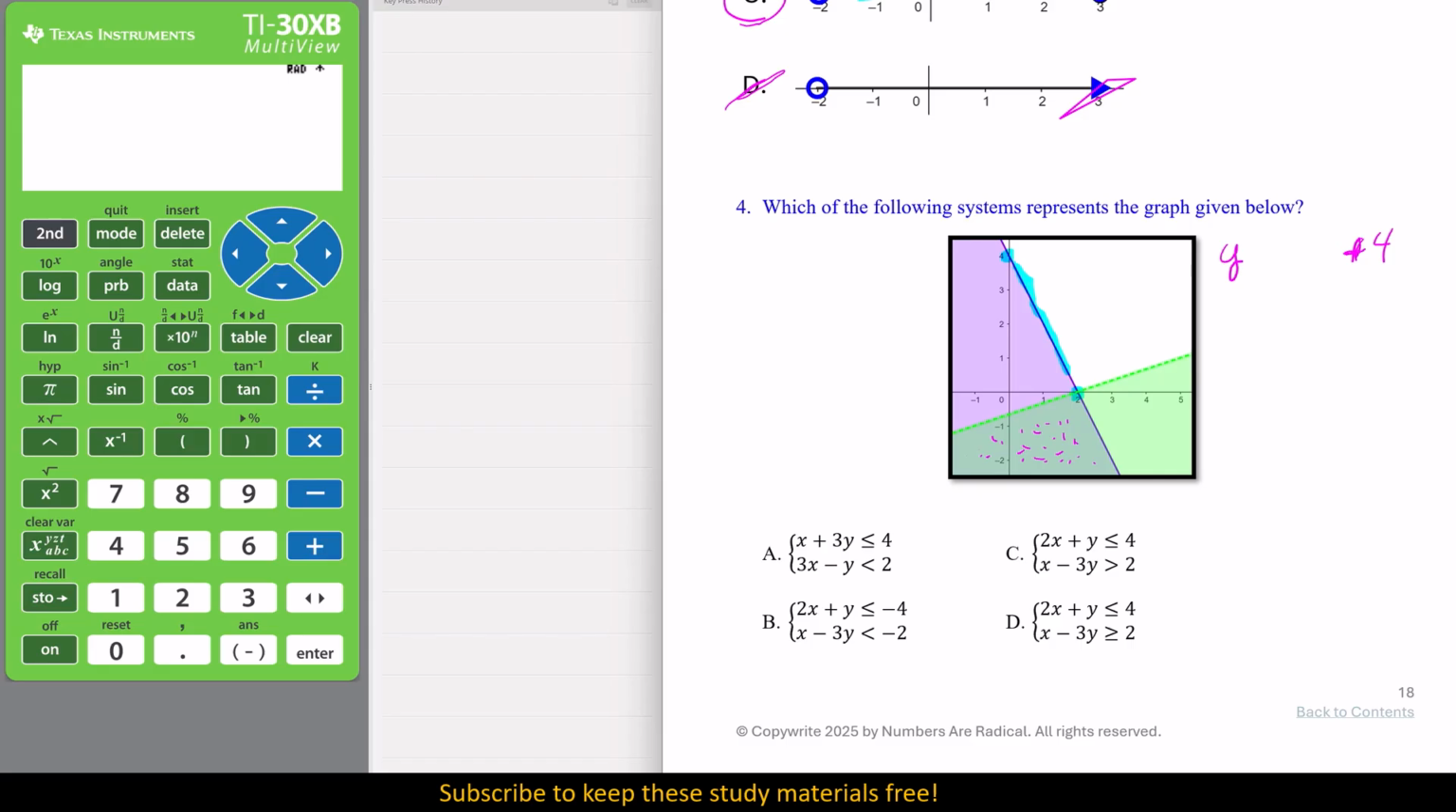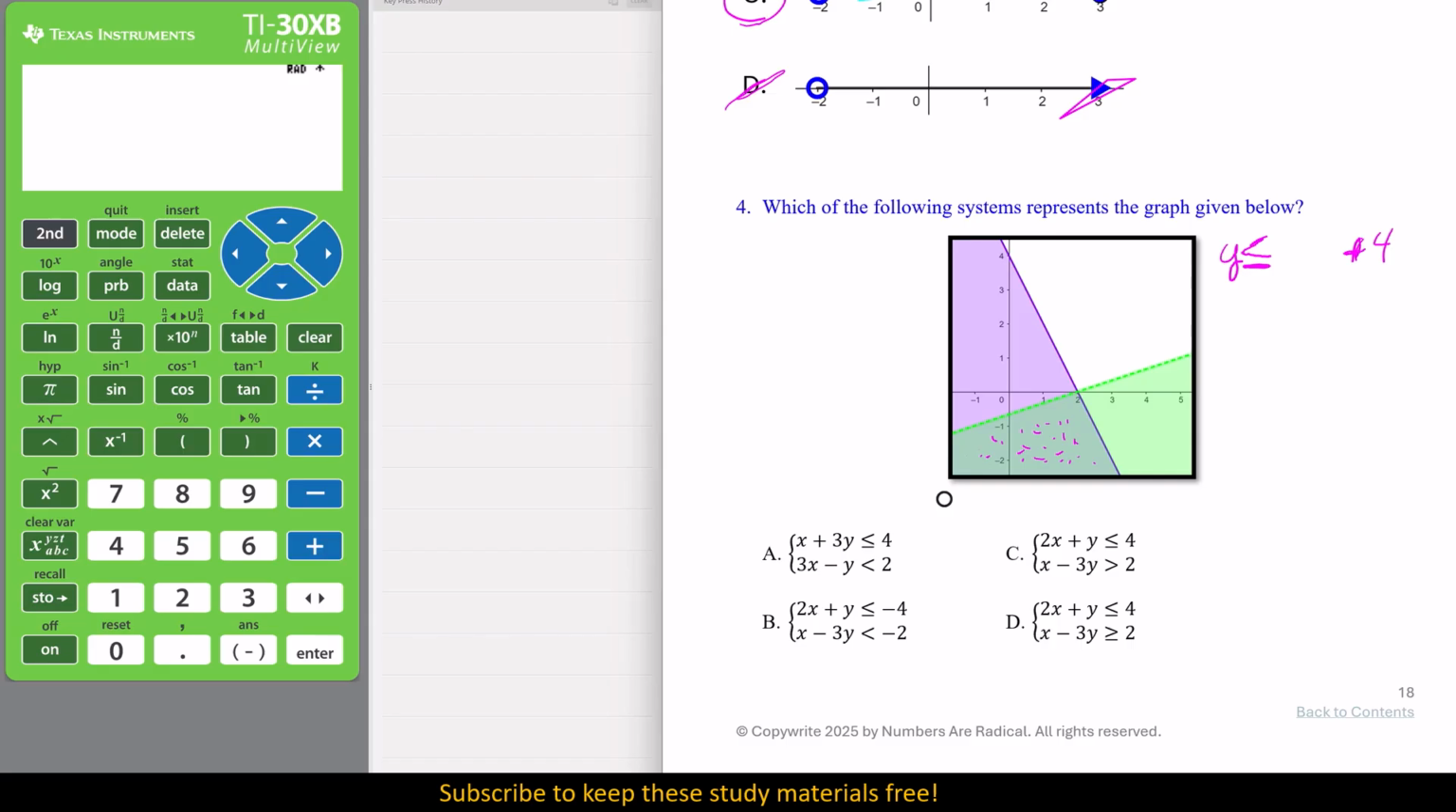So all the y's are less than, but the line is solid where I have it highlighted. That means we need a line below it. So they're less than or equal to. All the y values are less than or equal to, right? And I'll unhighlight this so we can see it still.